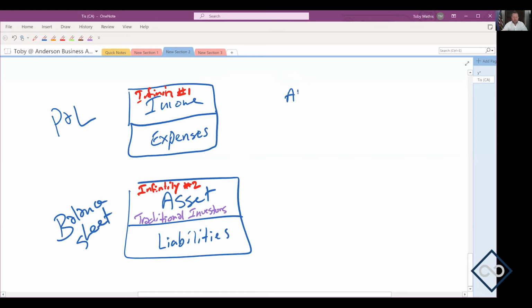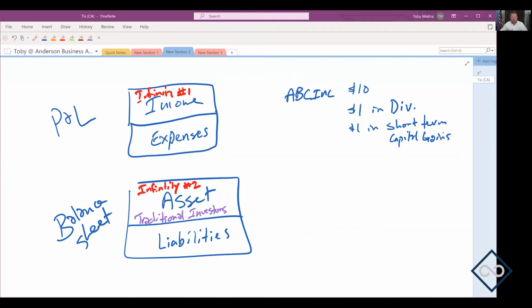I'm just going to call it ABC Inc. And we buy it at $10. And ABC Inc. every year pays out $1 in dividends. And we're able to sell options on it and generate another $1 in short-term capital gains. And that's from selling options. So when you sell an option, that's what it's going to be. Again, we're doing short-term. Sometimes you may do a LEAP and you may get into long-term, but almost always it's going to be on this side at short-term.